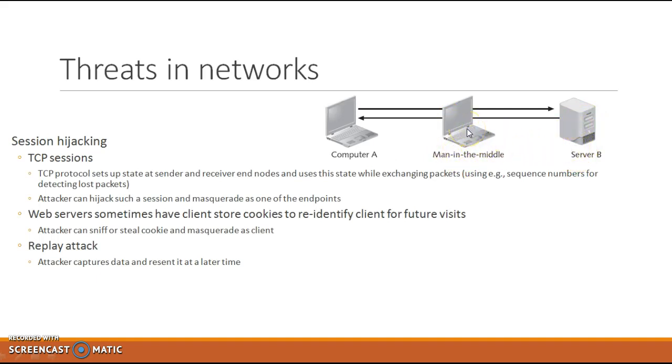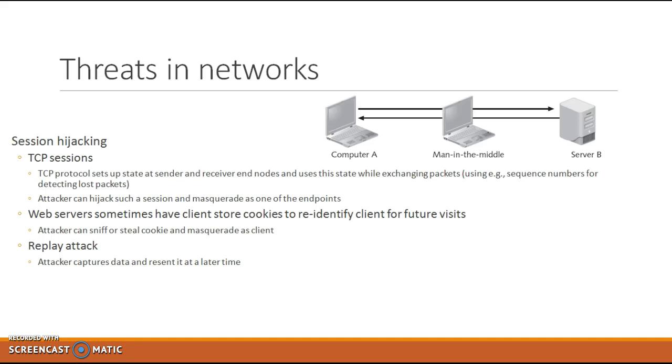The TCP protocol sets up state at the sender and receiver ends, and uses the state while exchanging packets, using the sequence number for detecting lost packets. The sequence number is very important for session communication. Attackers can hijack such a session and masquerade as one of the endpoints. Now we come to the second point. Web servers sometimes have clients store cookies to re-identify clients for future visits. Attackers can sniff or steal cookies and masquerade as a client.